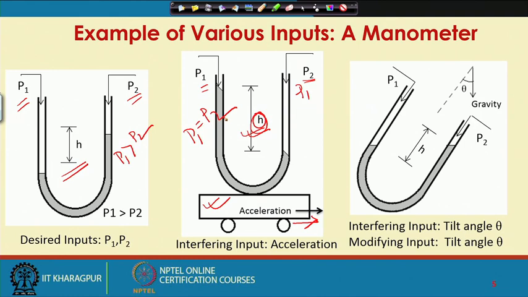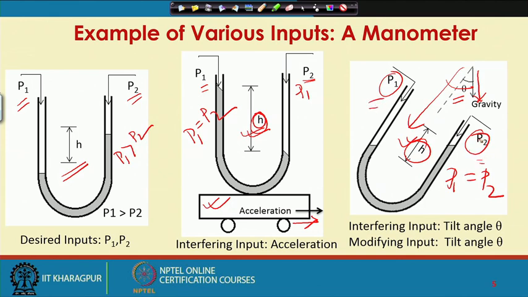Similarly, if you tilt the manometer, and even if these two pressure sources are same, there will again be a non-zero H. So, this tilt angle theta is an interfering input. Again, a simple analysis will tell you that the gravity works like this, but here you have to look at this component. This angle is theta. So, because of this theta, you have a non-zero H here, and this non-zero H is not because of the pressure difference, because both the limbs are connected to same pressures P1 and P2, but this non-zero H is due to the tilt angle theta. So, the interfering input is tilt angle theta.